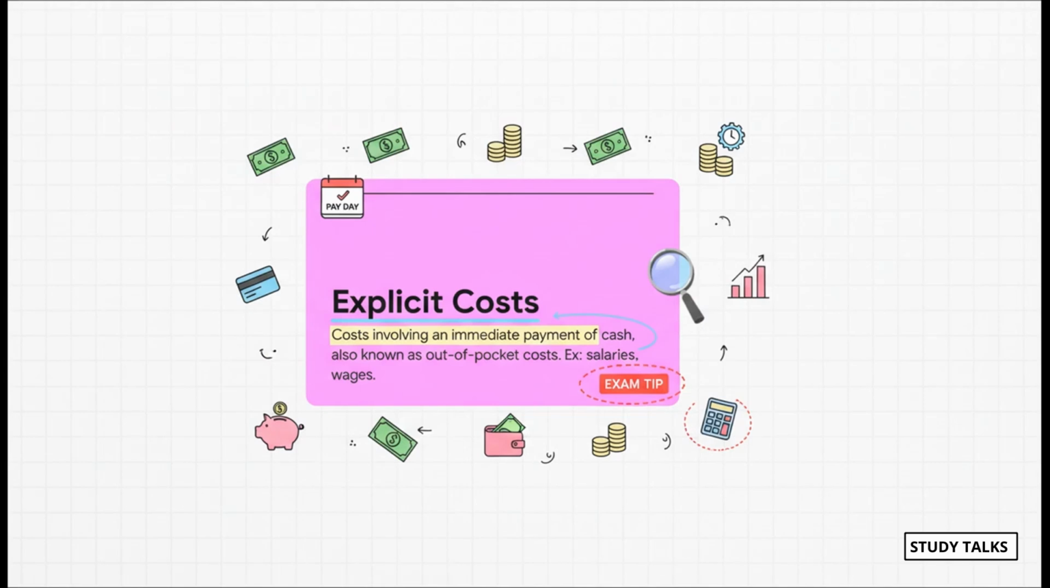And last but not least, we have explicit costs. You might also hear these called out-of-pocket costs. And they're the total opposite of those imputed costs we just talked about. These are all the costs that involve a real, actual cash payment. Right now, we're talking salaries, wages, the rent you actually pay, interest on a bank loan. These are the costs that hit your bank account.